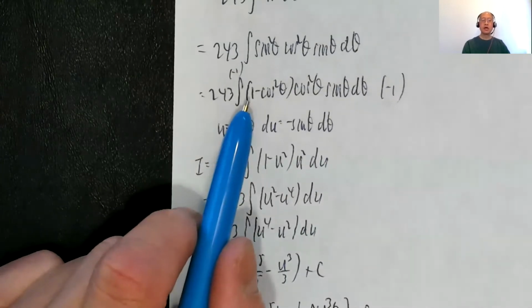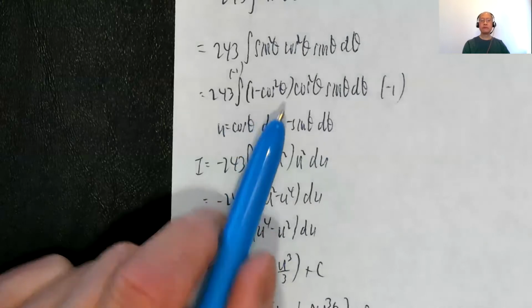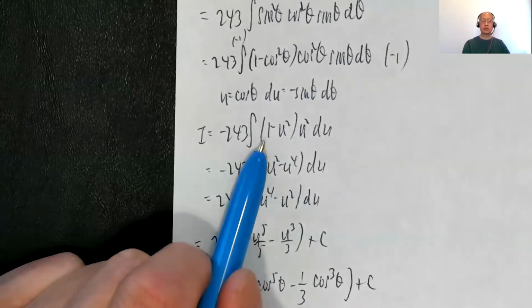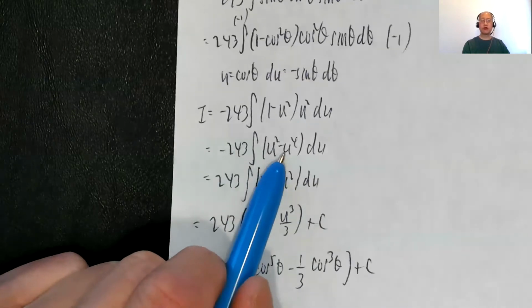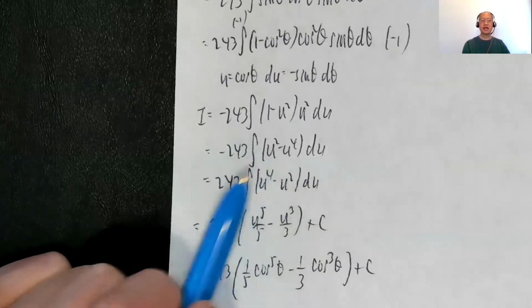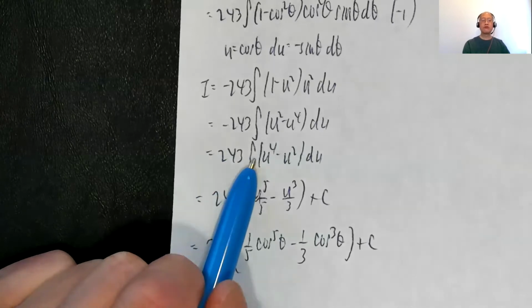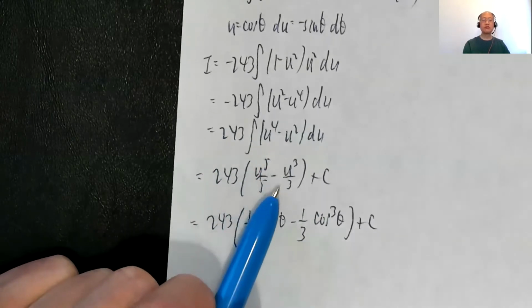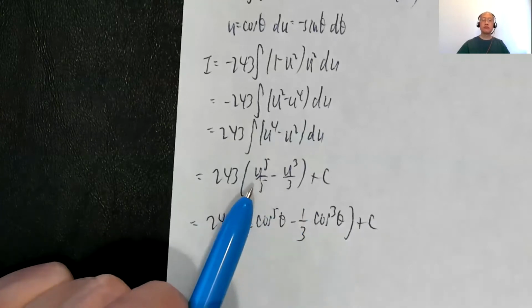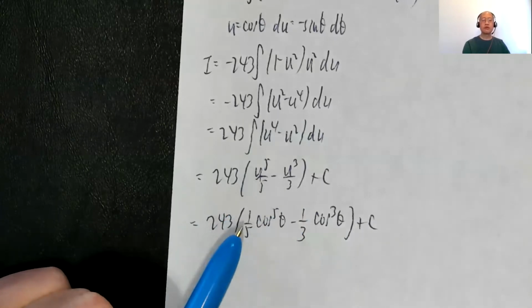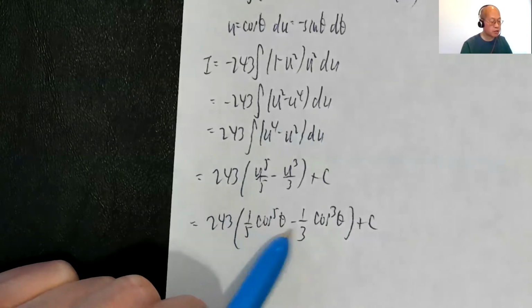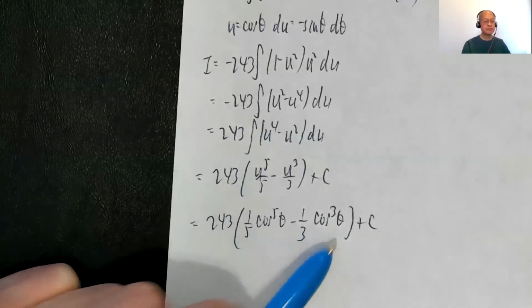Negative 243, 1 minus u squared du. So this becomes u squared minus u to the 4th. Put the negative back inside to get rid of the negative. u to the 4th minus u squared. So 243, u to the 5th over 5 minus u cubed over 3. And change u back to what it was. So 243, 1/5 cosine to the 5th theta minus 1/3 cosine cubed theta plus c.